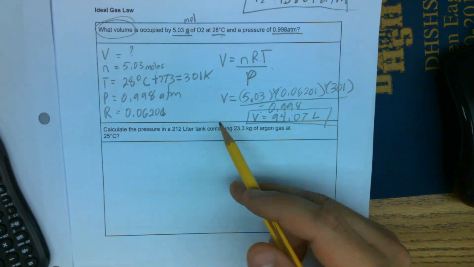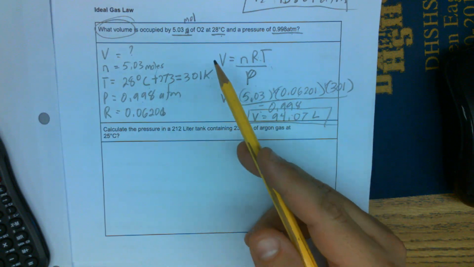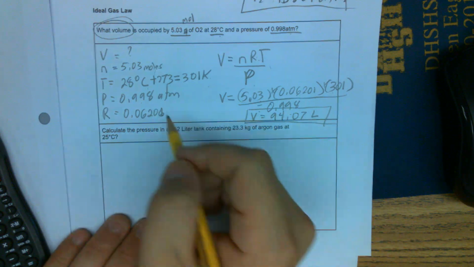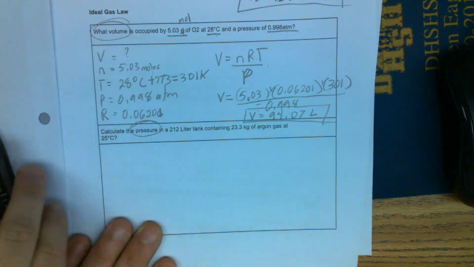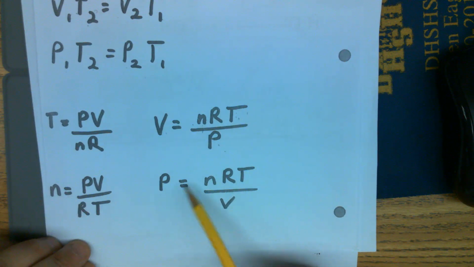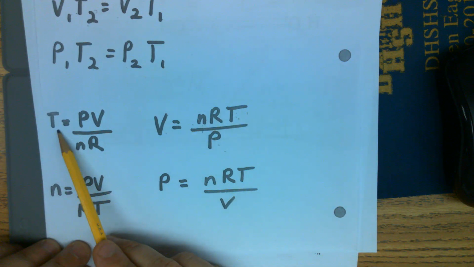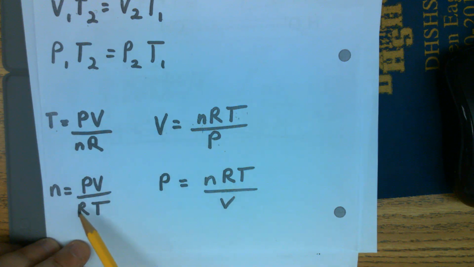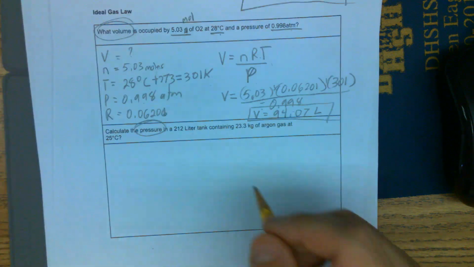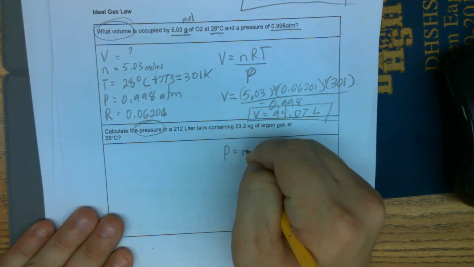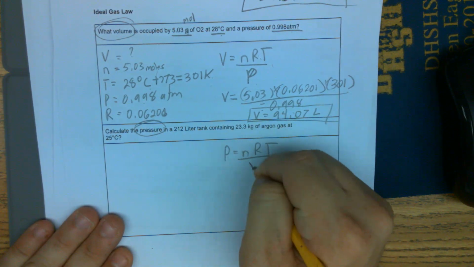All right. For the next problem, we're going to use the ideal gas law again, but this time we're solving for pressure. If we're looking for pressure, we want to find the one where P is by itself. This is if we were solving for temperature, volume, moles, or pressure. So pressure is nRT over V.